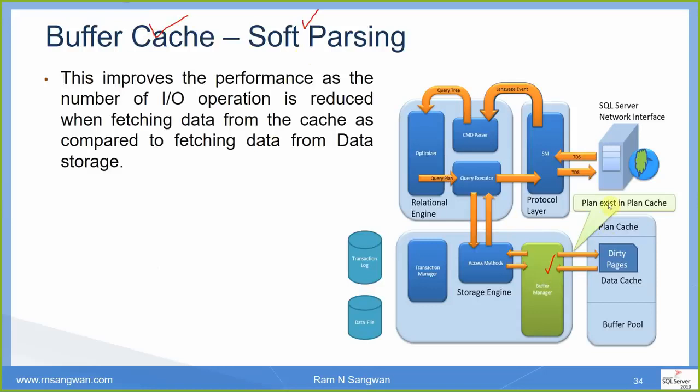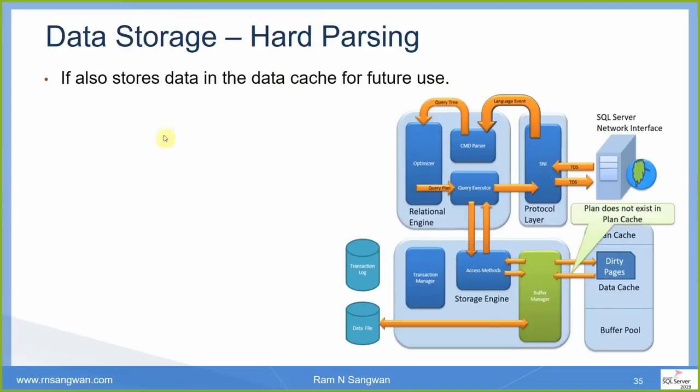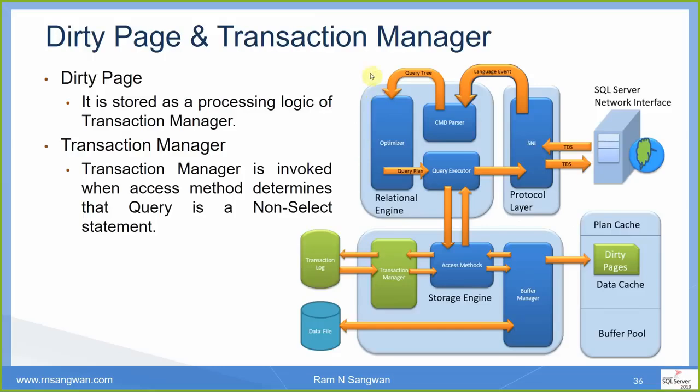Here, the buffer manager is checking whether the plan exists in the plan cache. If that is the case, then we can get the data from here. This improves the performance as the number of IO operations is reduced when fetching the data from the cache as compared to fetching the data from the data storage or the disk. When we say hard parsing, that means the data is not available in the plan cache. It has to go and fetch from the storage. This also stores the data in the data cache for future use, so that it can be used next time.